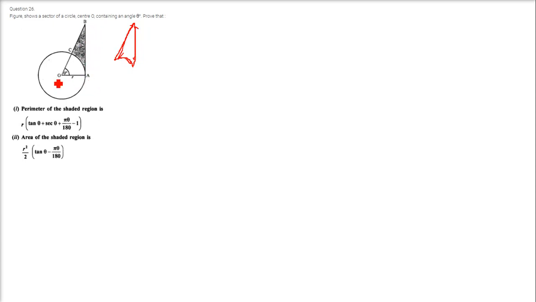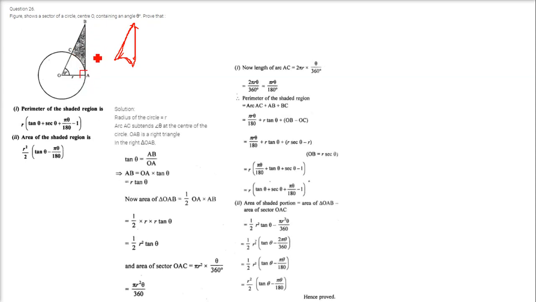So this is a tangent to the circle. So this angle will be 90 degree. This angle will be 90 degree. Okay. So this is theta. First we will try to find out this AB. So AB will be what?